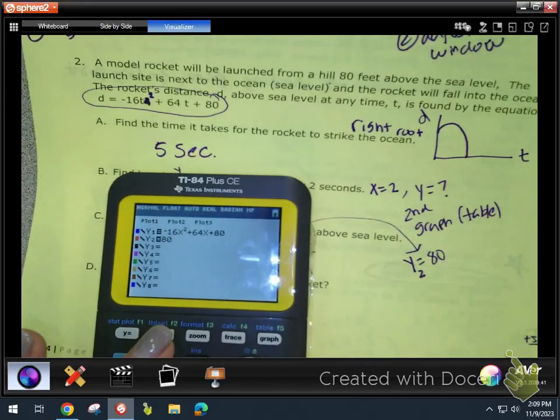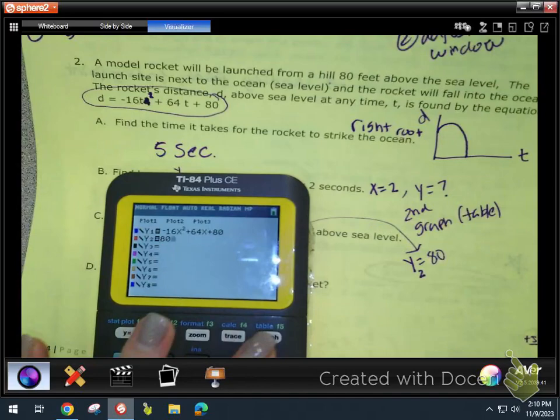Oh wait, so you get x equals 2 and then we get to the table. Are you still on B? Yeah. Just put the y value when x is 2. That's your answer. Okay, back to C.